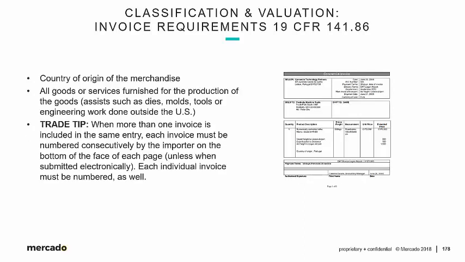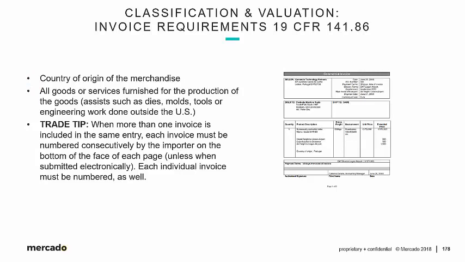Of course, we demonstrated this when we looked at the page excerpt on live animals from the HTS US. Country of origin of the merchandise is huge. Is it a country of origin with whom the US has normal trade relations? Or is it a country of origin that we have a special trade agreement in place with? Super important is country of origin. Second bullet, and this harkens us back to a subject we covered much earlier in this module, all goods or services furnished for the production of the goods, an assist, as we defined, such as dyes, molds, tools, or engineering work done outside the U.S. We have an example of that too.